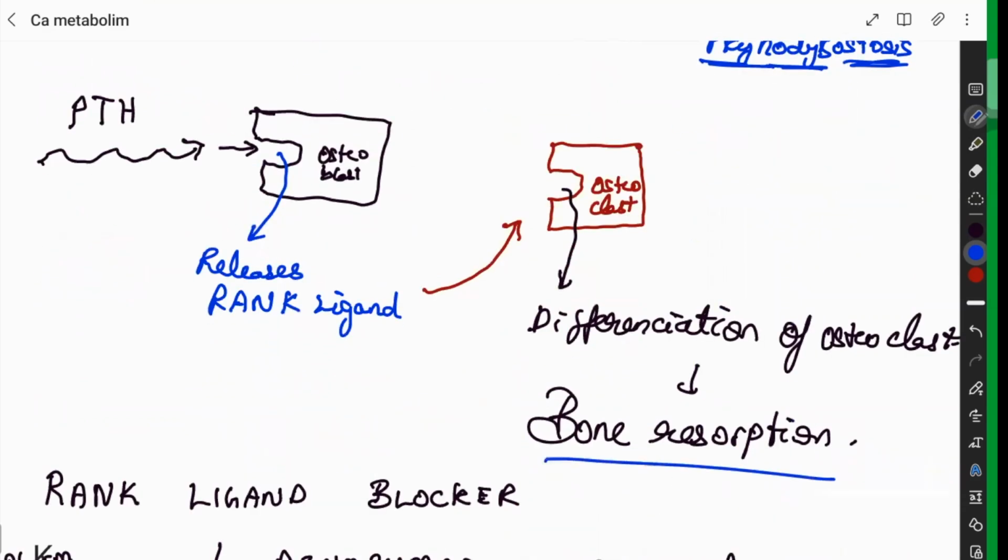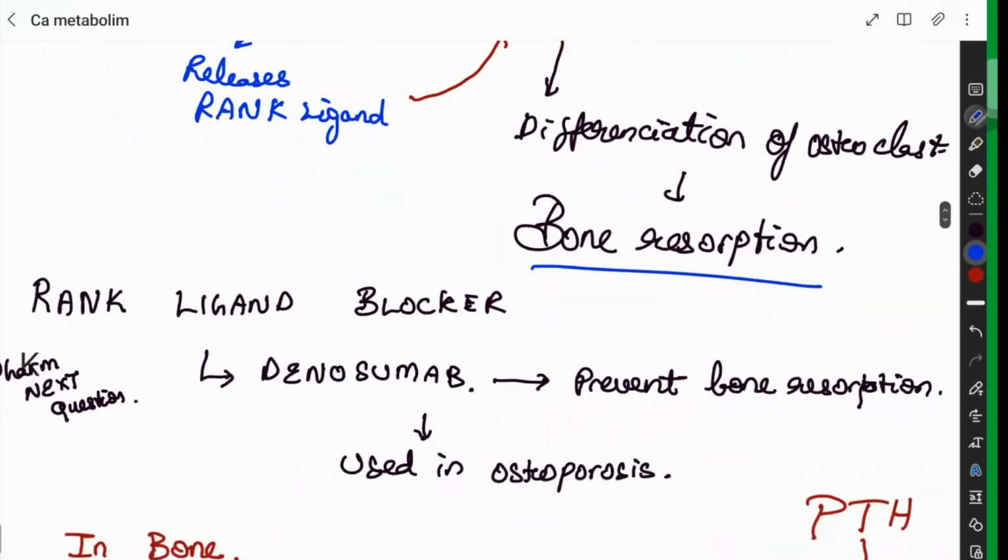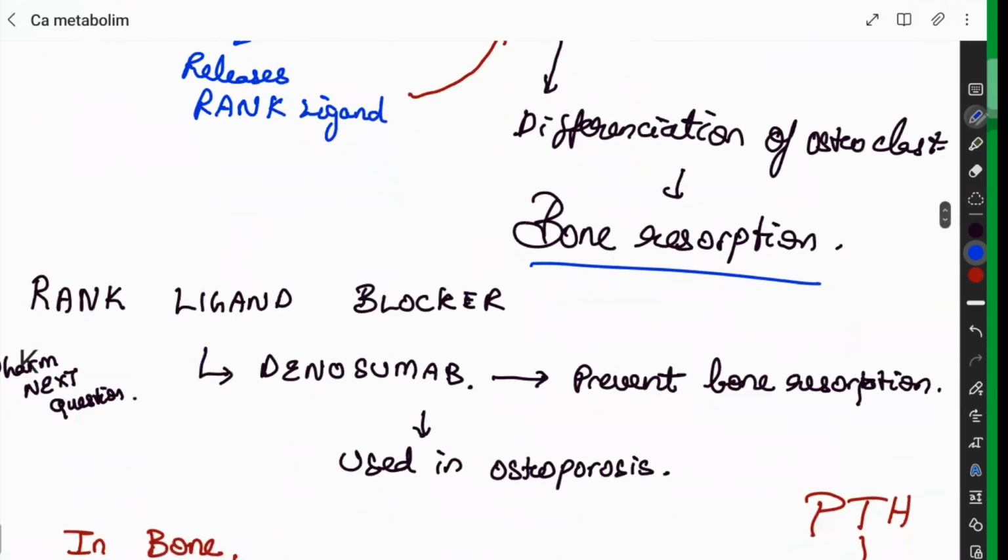So what can we do? When you give a RANK ligand blocker like denosumab, it is going to prevent bone resorption. So what is denosumab? It is a RANK ligand blocker. Whenever you give a RANK ligand blocker, it prevents bone resorption. That is the reason why we use it in osteoporosis.